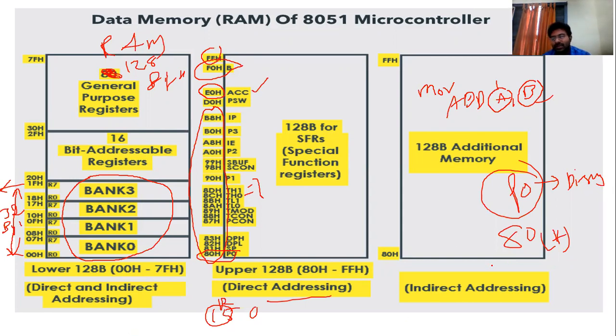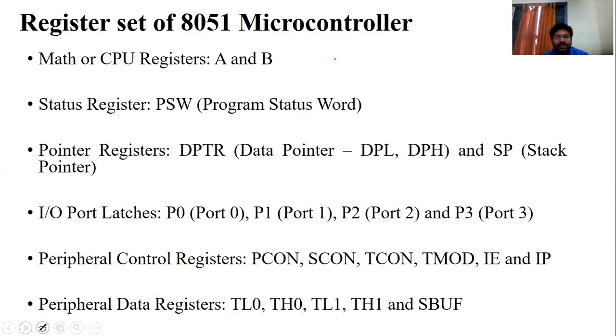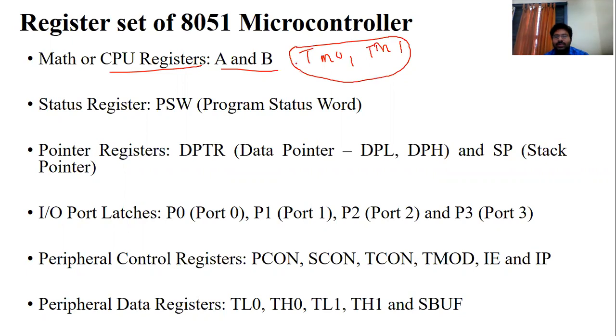Indirect addressing means you take some additional memory and allot the code for these registers. For our simplicity, we are dividing these registers into some CPU registers, such as the A and B registers. At the same time, we also have temporary register 0 as well as temporary register 1, but these are not accessible registers.